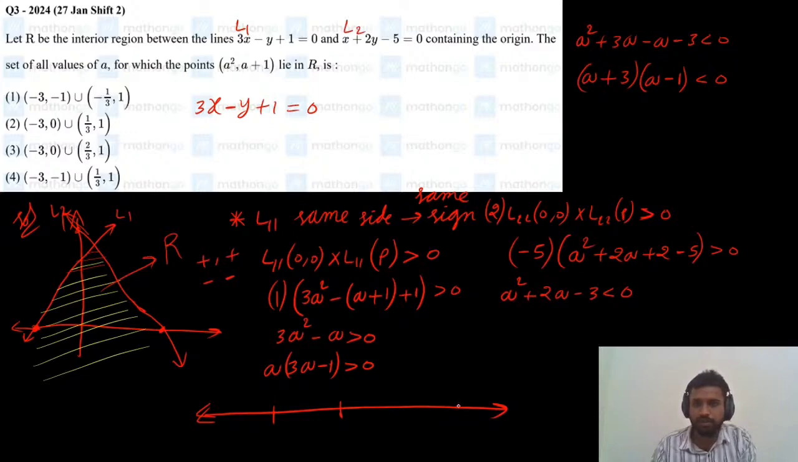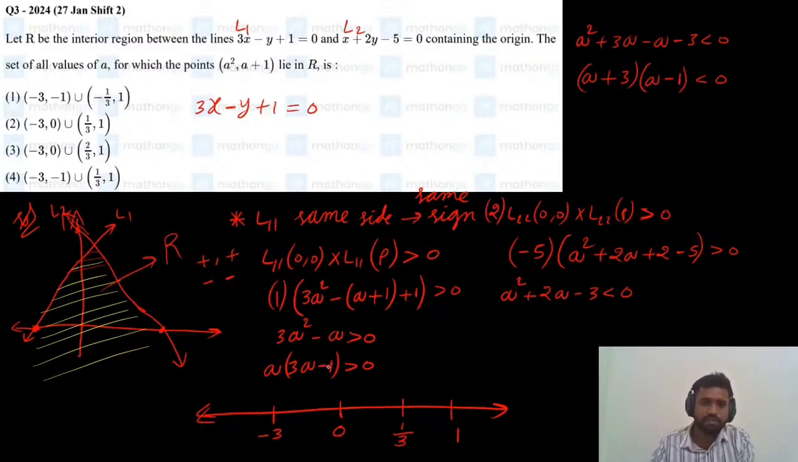So 4 critical points we need to take. Minus 3 is one critical point, and 1 is another critical point. So a is 0. So here 0 and 1 by 3. 1 by 3 is nothing but 0 point something. So 1 by 3 will come here. Okay. So 0 and 1 by 3.